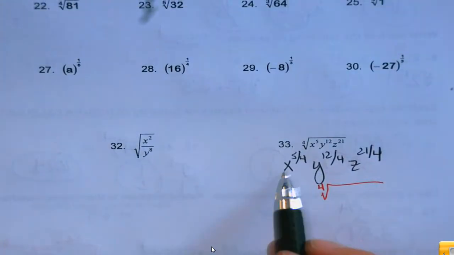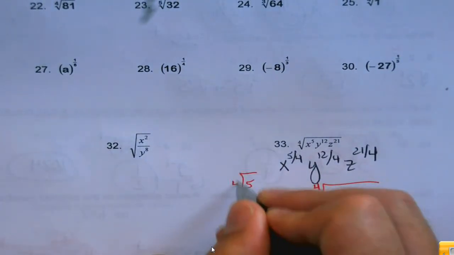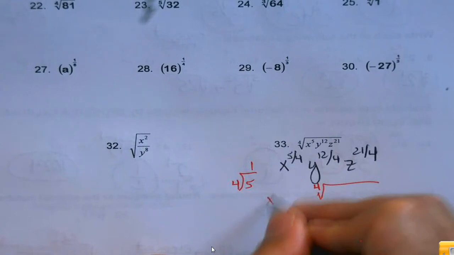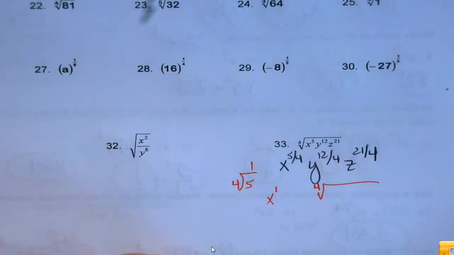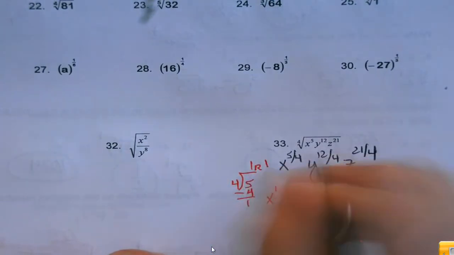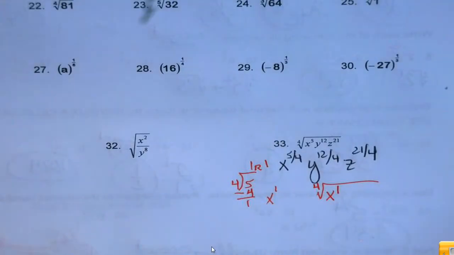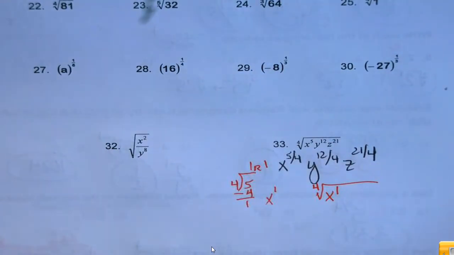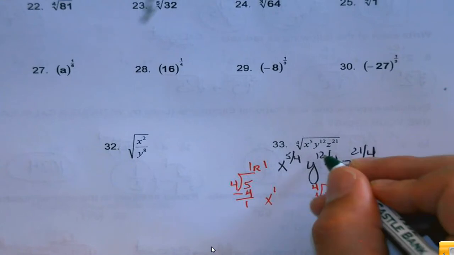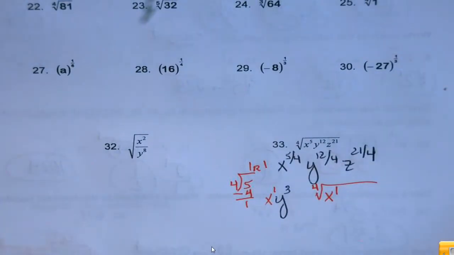So I look at x. That doesn't go in even. So 4 goes into 5 once. So I got x to the first outside. But I got 1 left over. X to the first on the inside. And again, if you can do this stuff in your head, you don't have to put the stuff to the side, but I think it helps sometimes just to see it. 12 divided by 4 is 3. So again, when it's clean, it gets to stay outside.